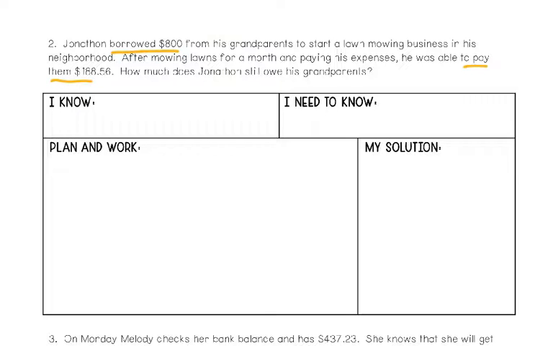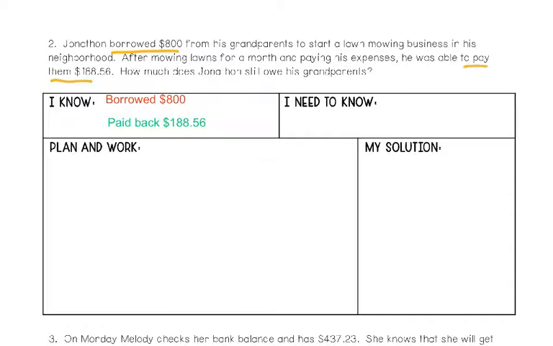So we know that he has $800 in his pocket. However, because that money is not his, it's money he owes, I left that red, so that's a negative as far as I'm concerned. He borrowed 800, so he owes 800, but he did pay back 188.56. That's going to be a green. He paid that back. So I'm looking at this from the grandparents' perspective. They're down 800, but now they've got back 188.56.